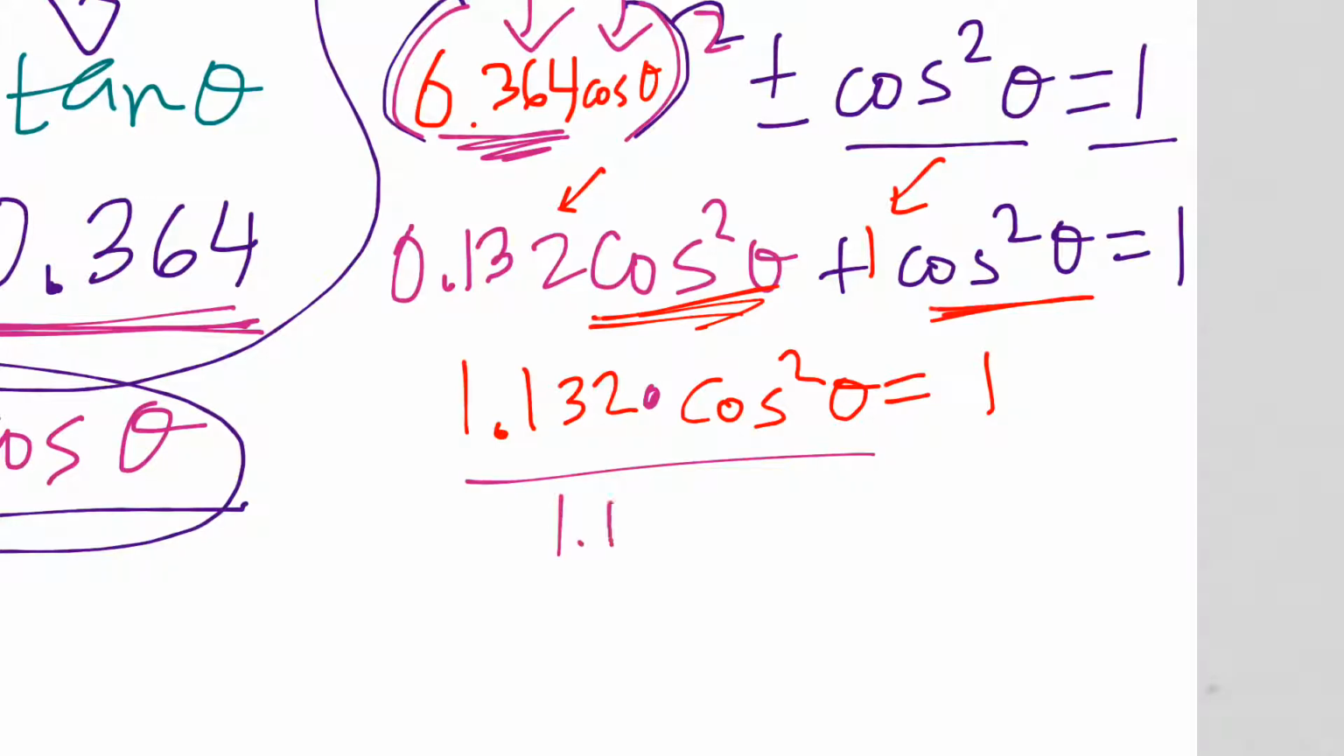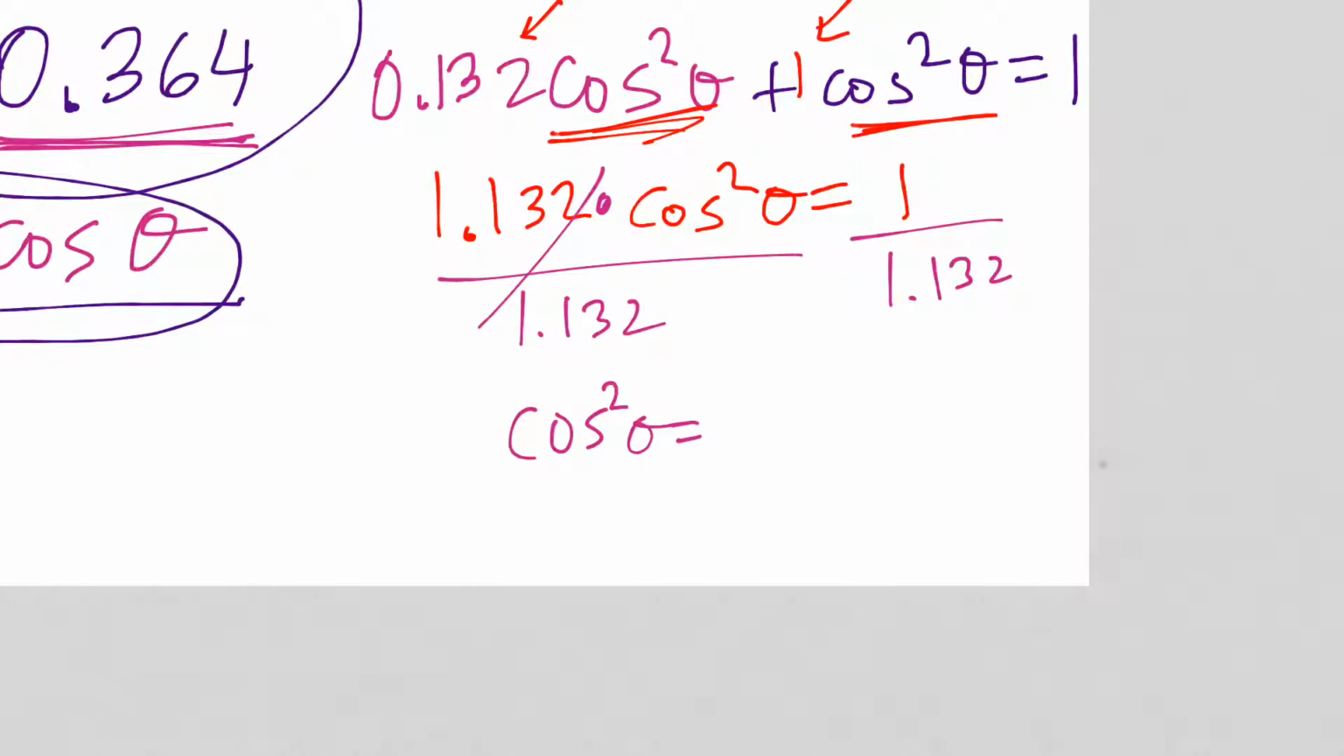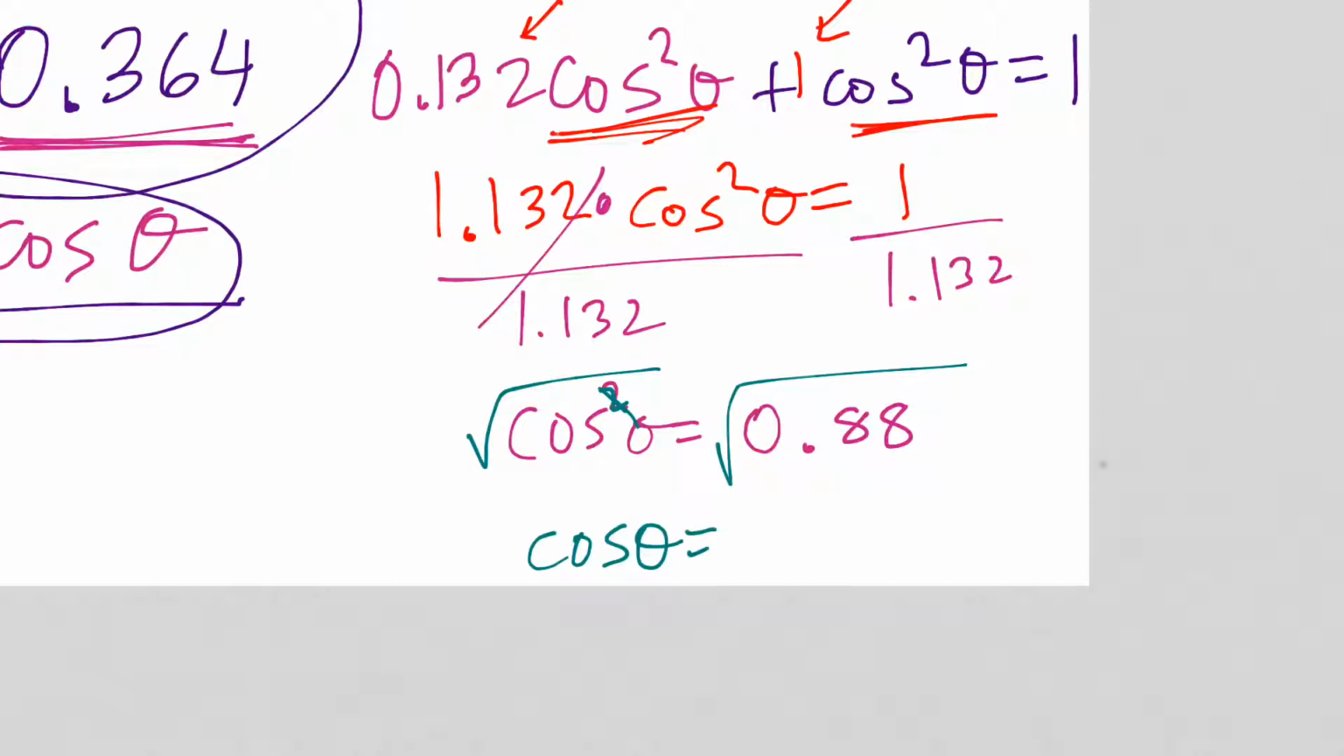So the opposite is to divide. So if I divide 1 by 1.132, I end up getting 0.88. Now to get rid of the square, I need to do the inverse, which is to take the square root. So now I get cosine theta is equal to 0.94 if you round, 0.938.